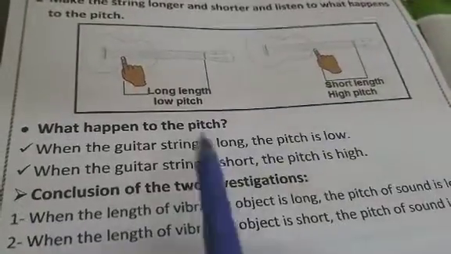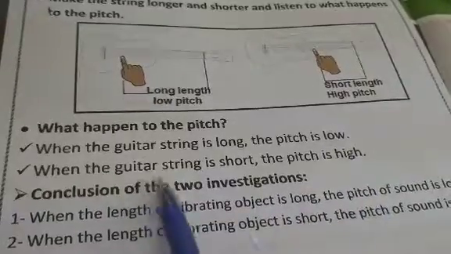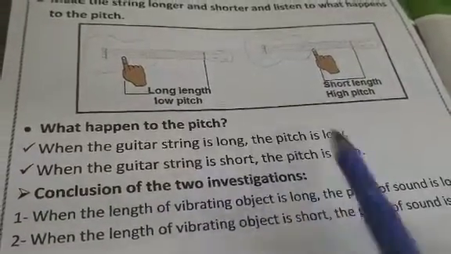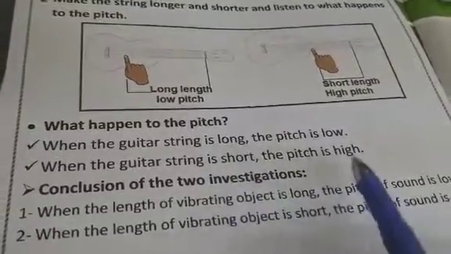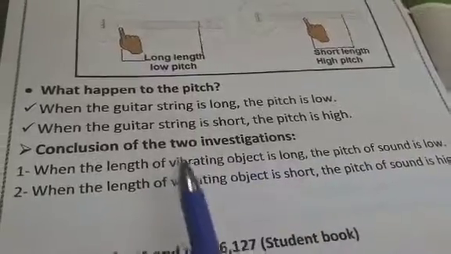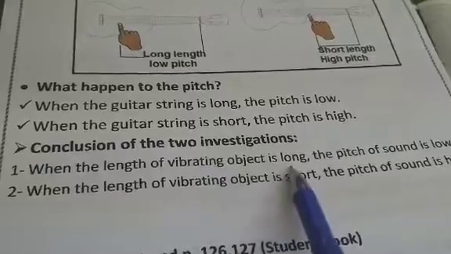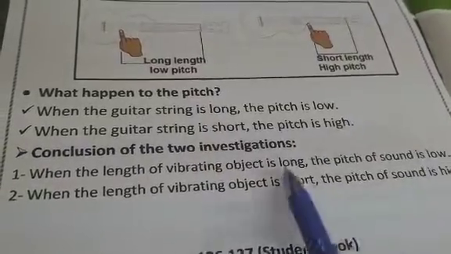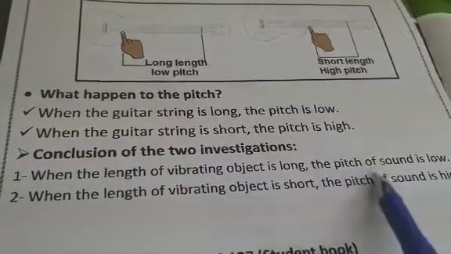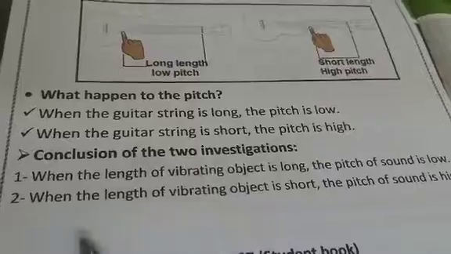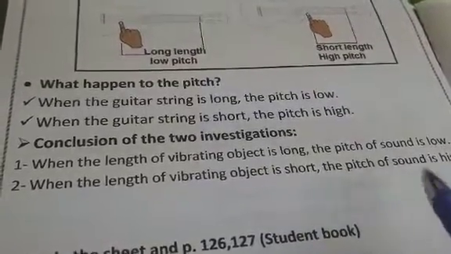What happened to the pitch? When the guitar string is long, the pitch is low, and when the guitar string is short, the pitch is high. Opposite. So the conclusion of the two investigations: when the length of the vibrating object is long, the pitch of the sound will be low. And when the length of the vibrating object is short, the pitch of the sound is high.